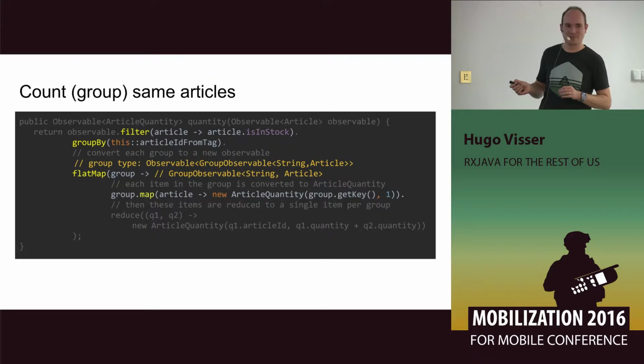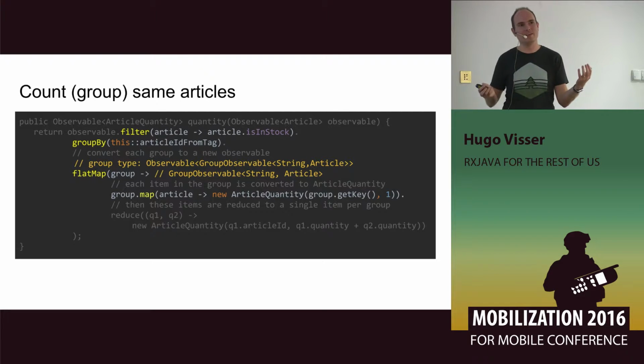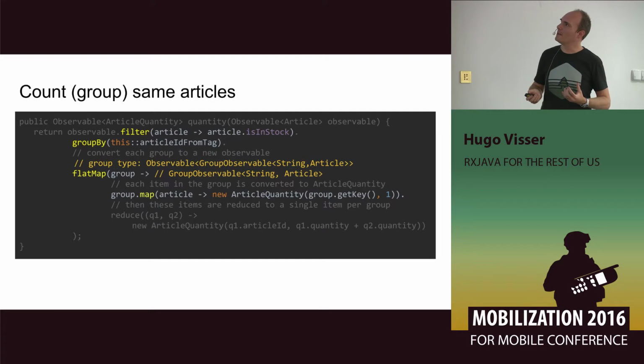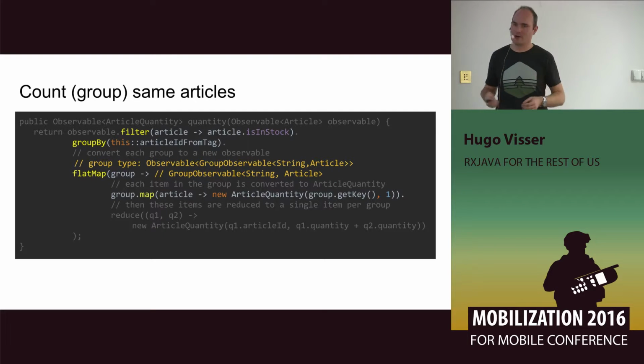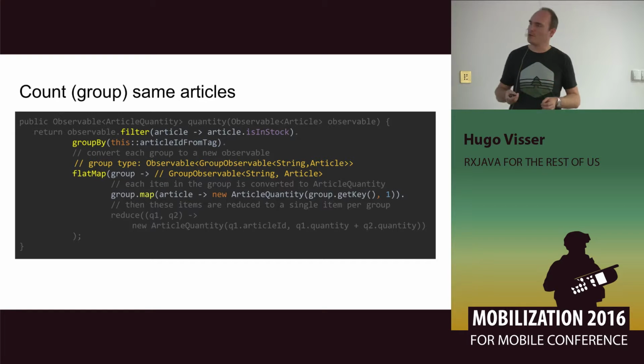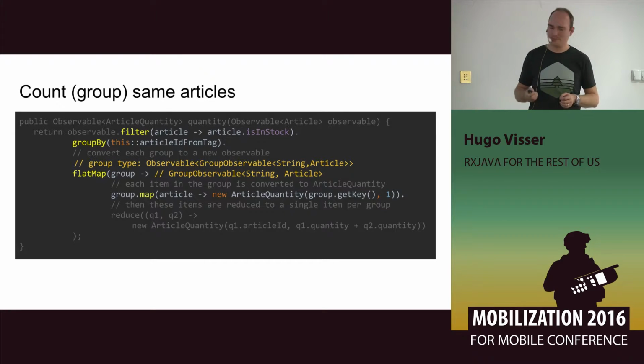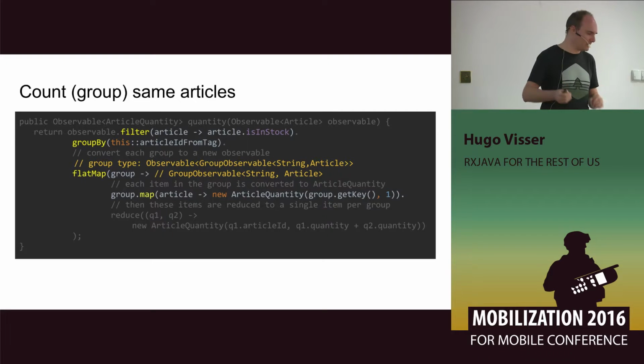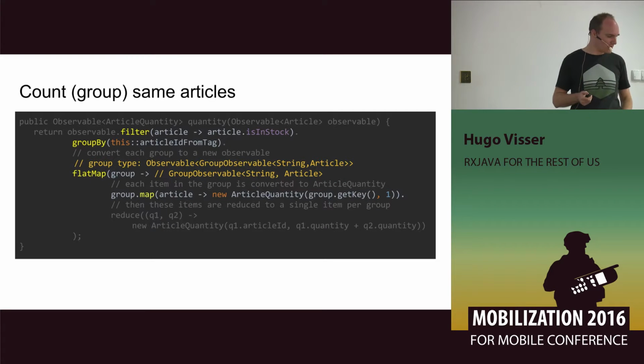So we'll see on this slide, after we apply this operation, we now have an observable that has a group observable, string, and article. So the string is the key, which is my article ID, and the article, of course, is the article that I want to figure out, want to count eventually. So I hope this is not too complicated still.